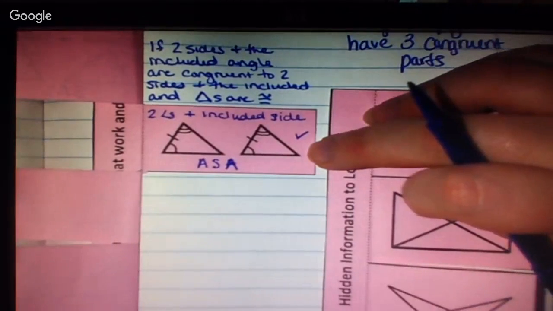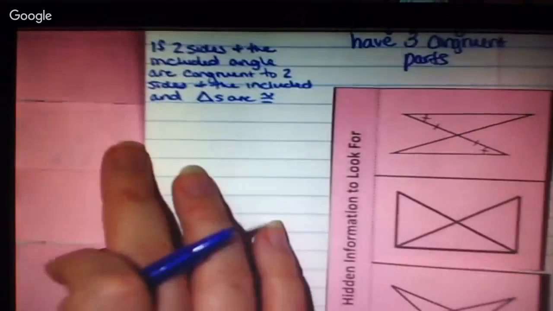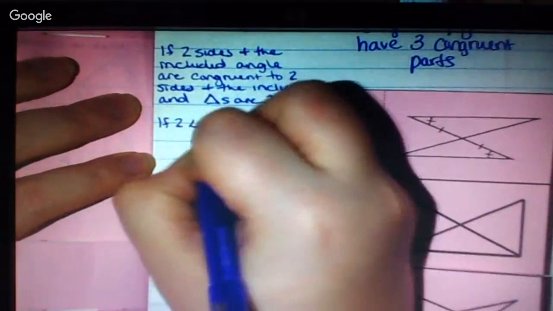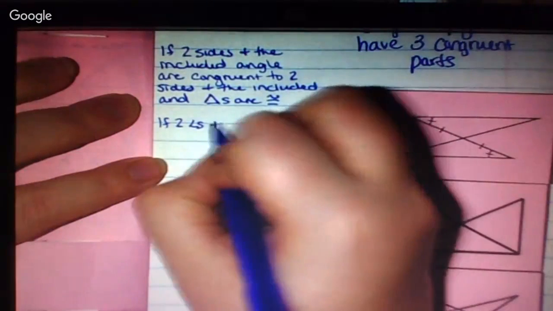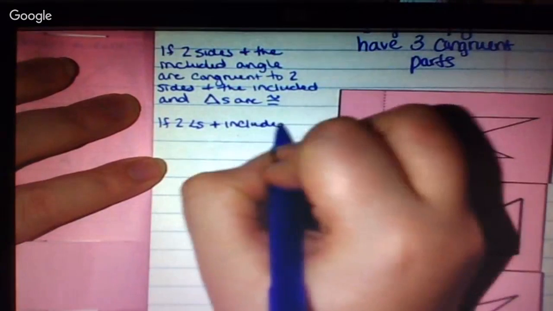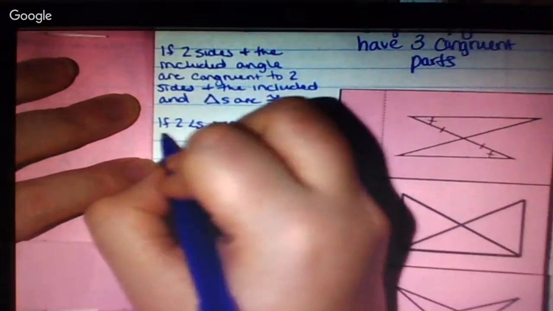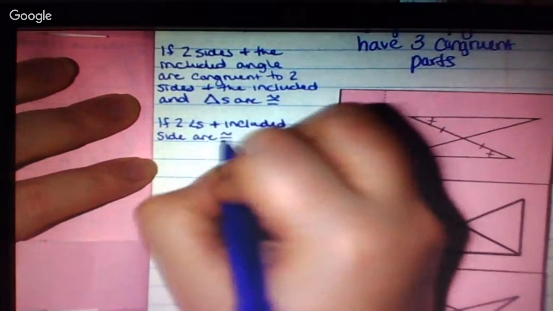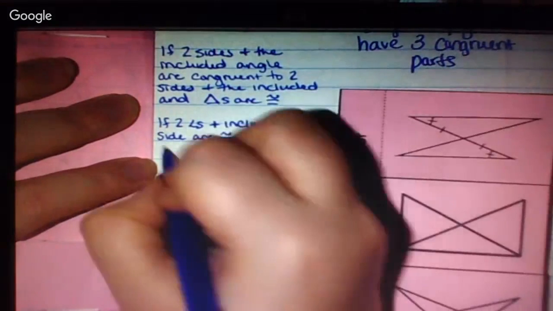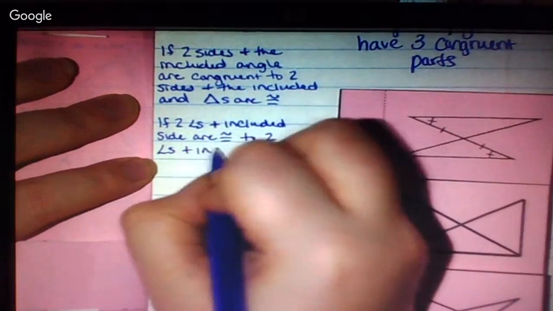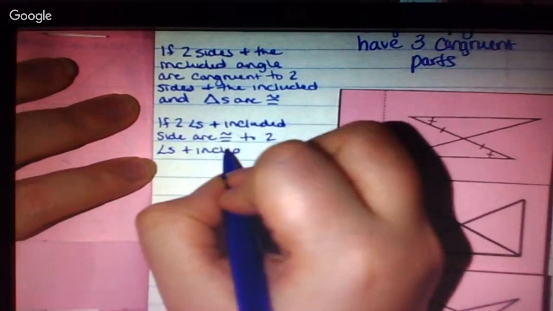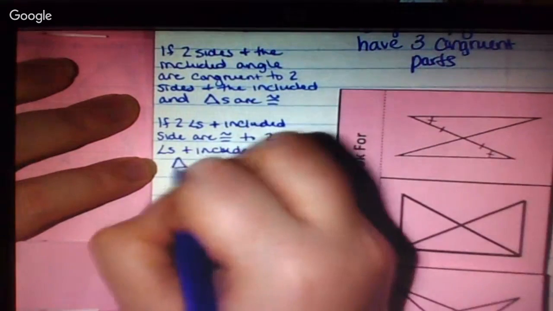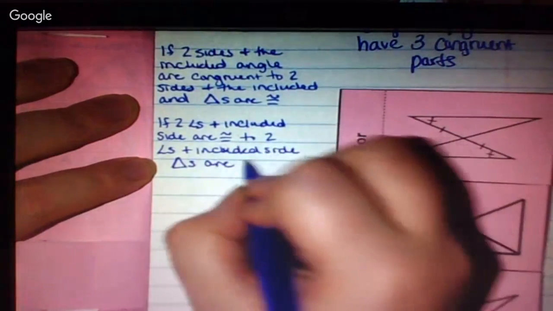Two angles and the included side. So on the inside, if two angles, I'm going to shorthand this, if two angles plus the included side are congruent to two angles plus the included side, then the triangles are congruent.